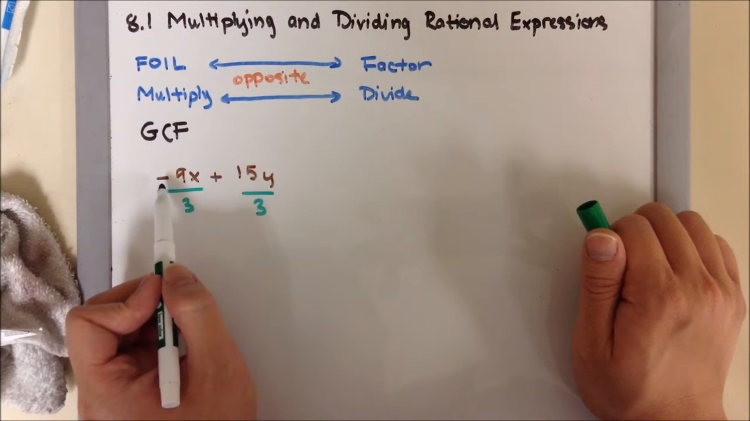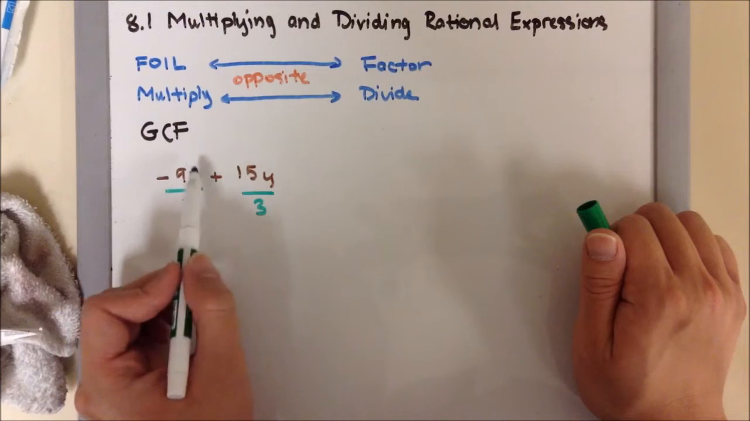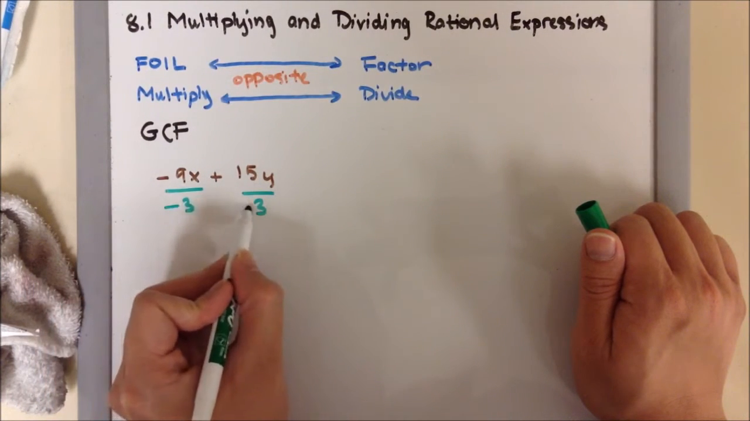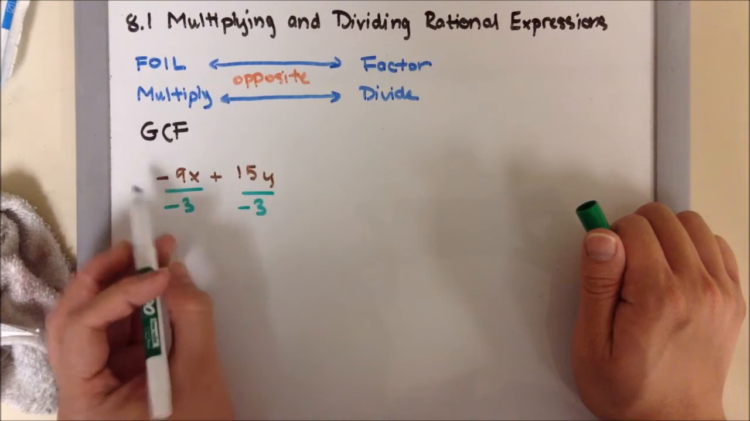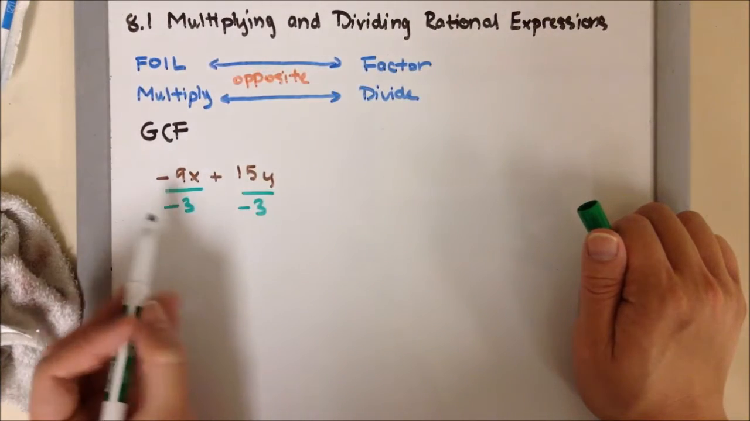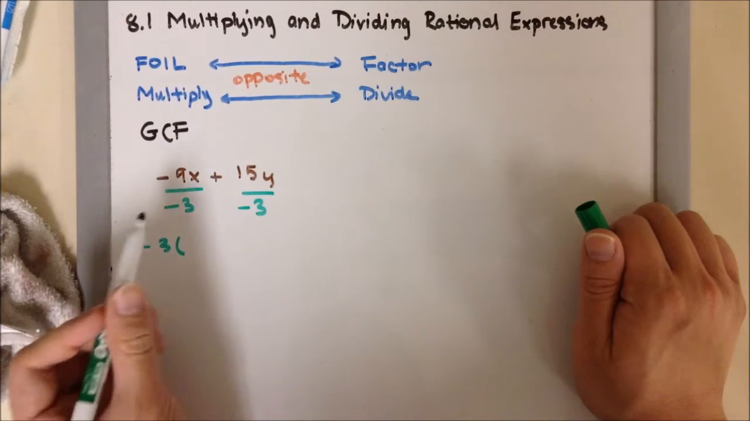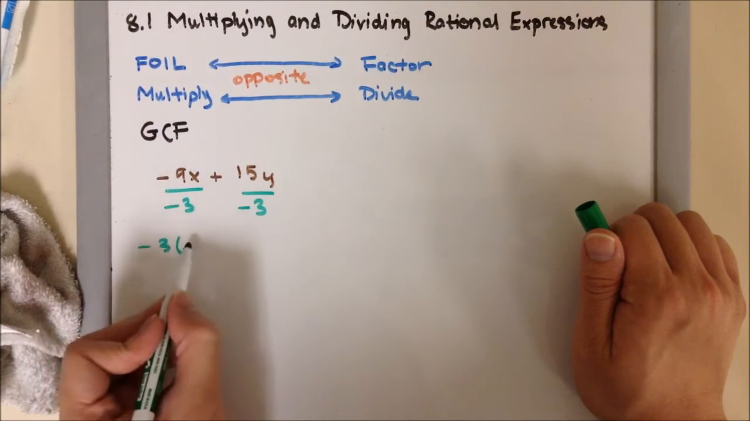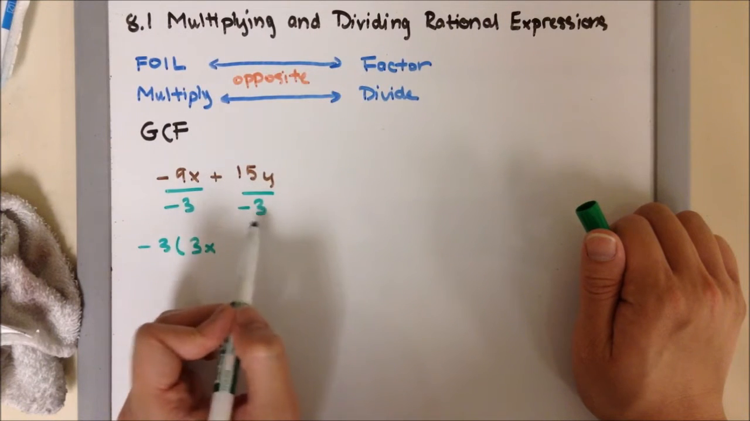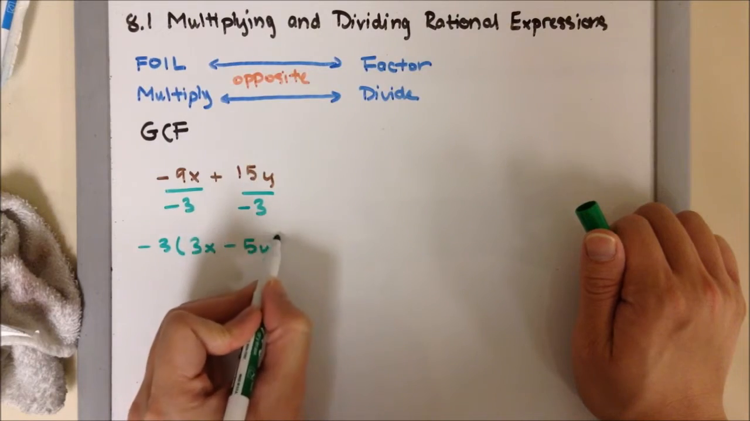Now, when we're doing GCF, we have to check on the first term, which is negative 9x. If the first term is negative, that means that we're going to divide both terms by a negative factor. So in this example, we're going to divide both terms by negative 3. So my greatest common factor, negative 3, will be on the outside. Negative 9x divided by negative 3 will be positive 3x. Positive 15y divided by negative 3 will be negative 5y, or minus 5y.